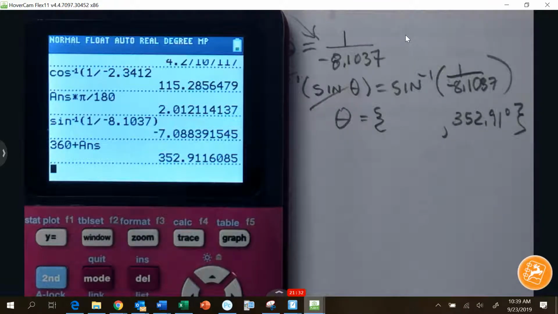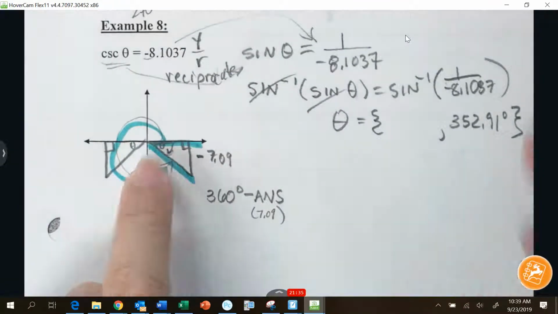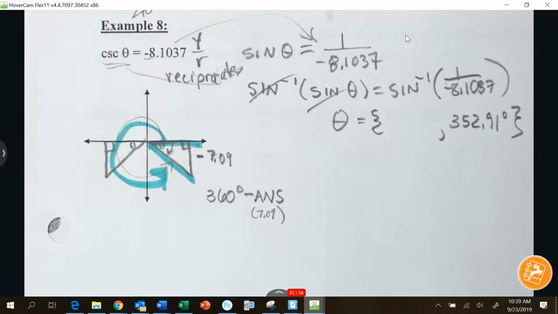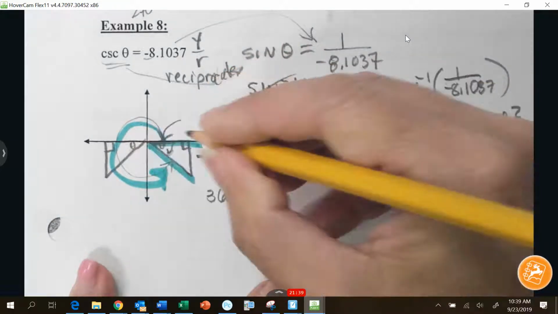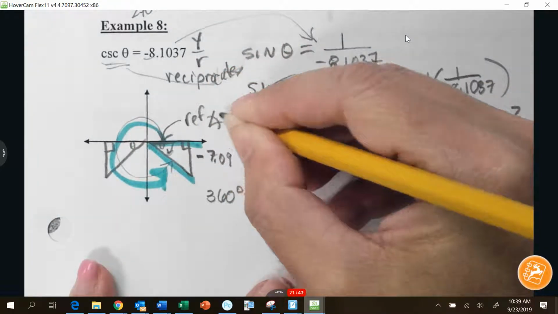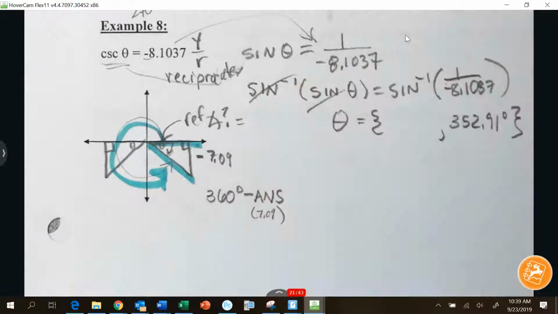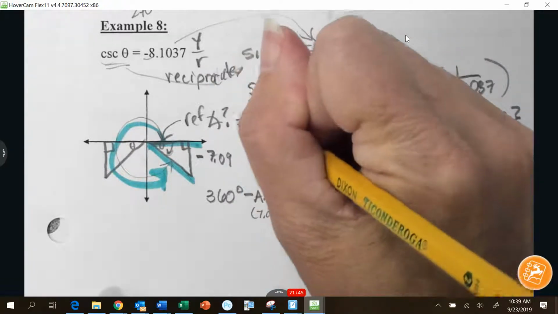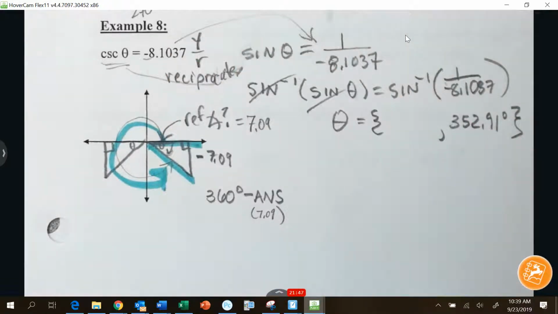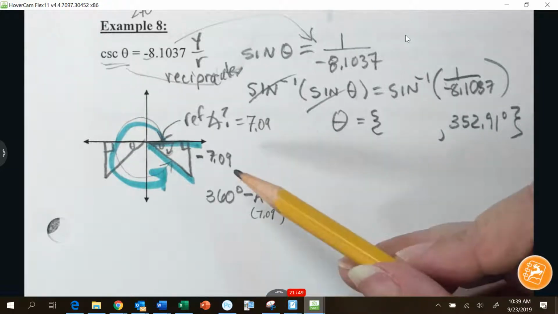So in my picture, what is the reference angle? What is the measurement of this little reference angle here? 7.09. That's how much it went down. So this one kind of gave us a reference angle.